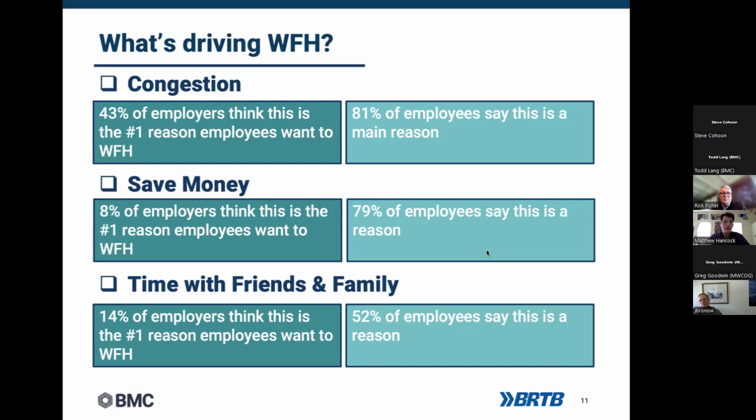So you can see with congestion, around 43% of employers see that this is a main reason for their employees' desire for work from home. 81% of employees see congestion as this main reason. Comparing with saving money, this is a huge employee concern. Roughly 79% of respondents see that this is their main reason. 8% of employers see this as a concern, and roughly half of employees see the concern with time for friends and family. Employers are, again, not directly sharing that kind of proportional understanding, with about 14% thinking that this is a core reason.